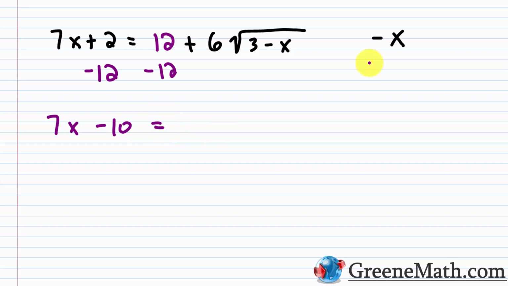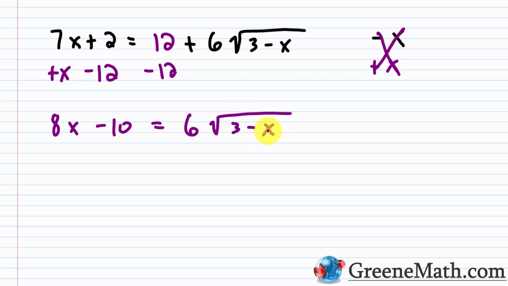This is equal to, then I'm going to add x to both sides of the equation. And we know this is going to cancel over here. 7x plus x is going to be 8x. So let me erase this and just put 8x here. So then I have on the right-hand side just my 6 times the square root of 3 minus x. Now at this point I can square both sides, but it might be a little easier if I divide both sides by 6. You're not going to get whole numbers, but I find it to be easier to work with smaller numbers, even if they're fractions. So I'm going to divide both sides by 6.